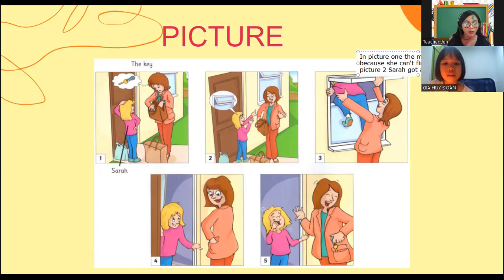She told her mom to open the window so that she can go inside. Okay. And what happened in picture three?